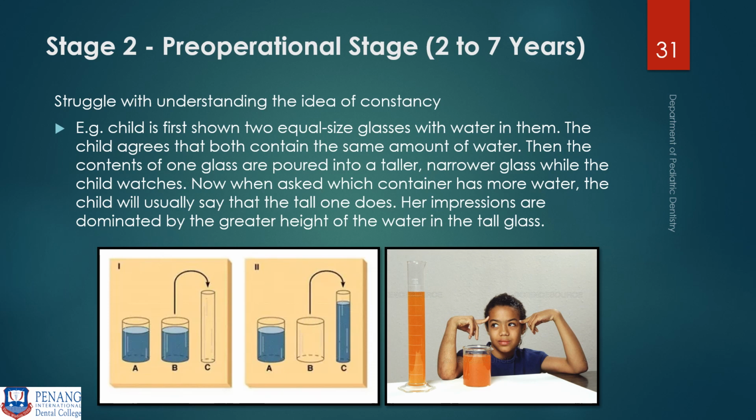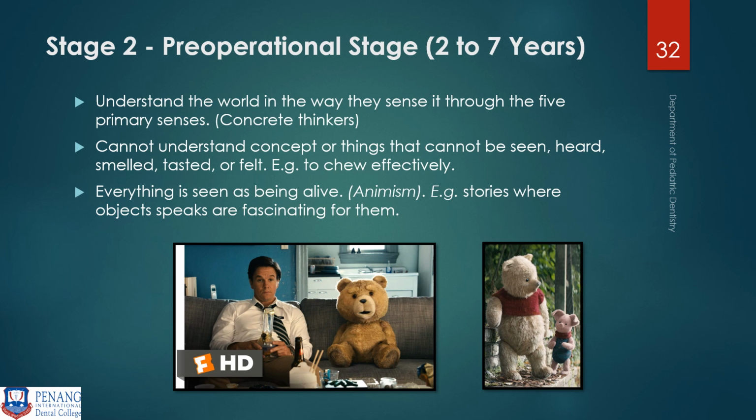Even though the volume of water is the same in the tall glass and the small glass, they will not understand this part. You must remember that the thinking is still concrete. Concrete means they have to see things in black and white. They cannot understand abstract thoughts. They have to sense the things around them with the five primary senses in order to make sense, and they cannot understand abstract things which they cannot see, hear, smell, taste, or feel. For example, chewing effectively, they cannot understand that part.